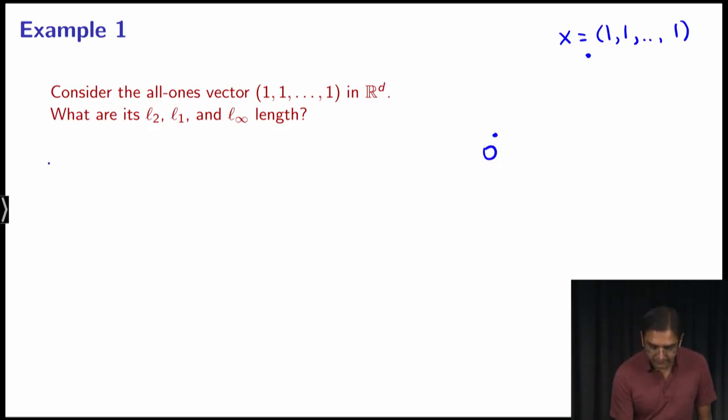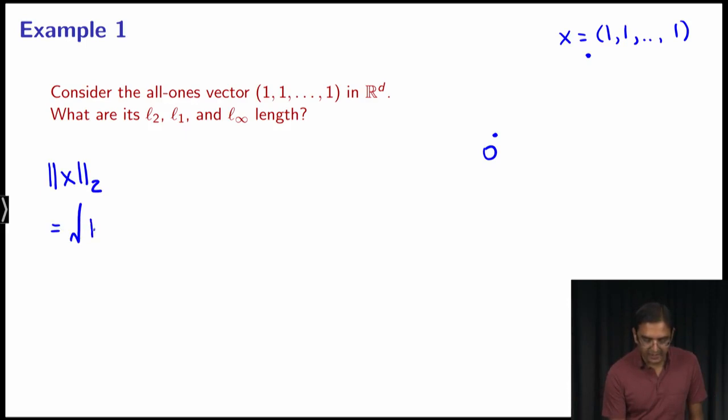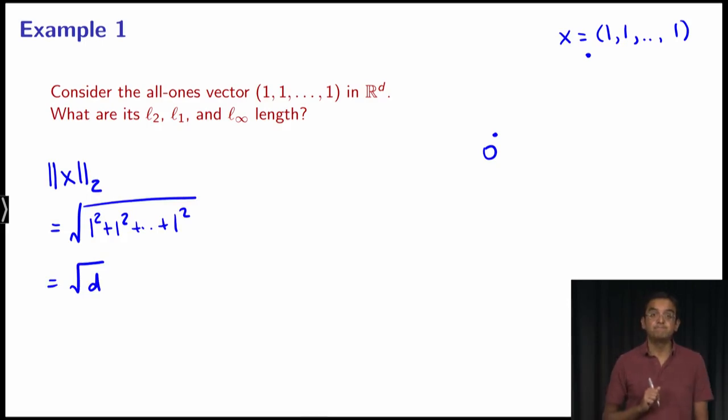So let's do L2 first, since that is the most familiar distance function. So we want to compute the L2 norm of x. Well, plugging into the formula, the L2 norm is the square root of the first coordinate squared plus the second coordinate squared all the way to the dth coordinate squared. Okay, so the L2 norm of x is just the square root of d.